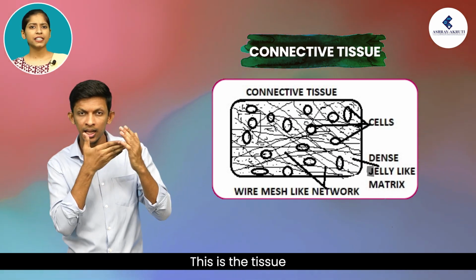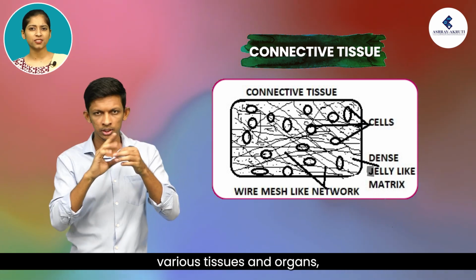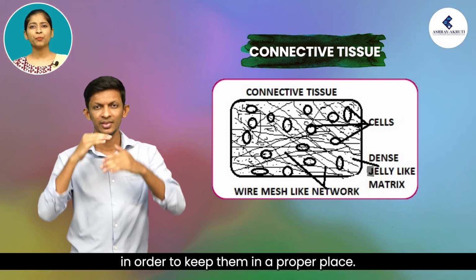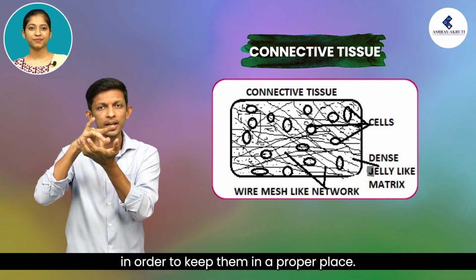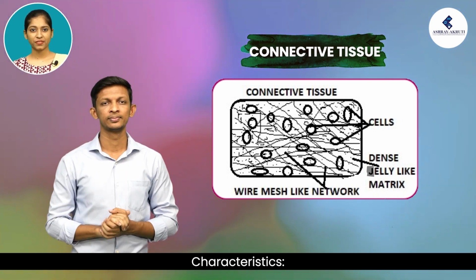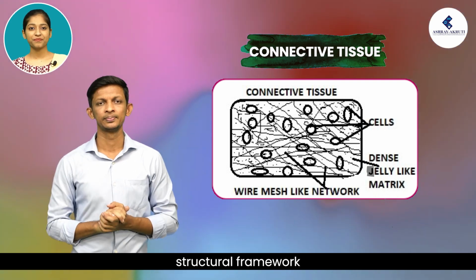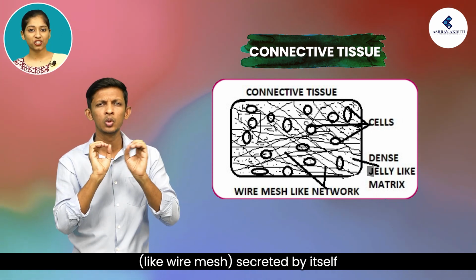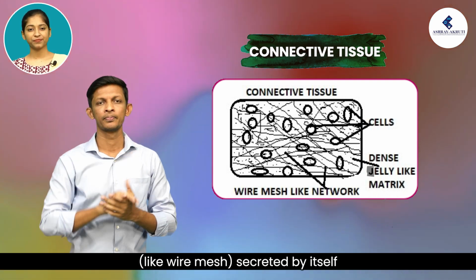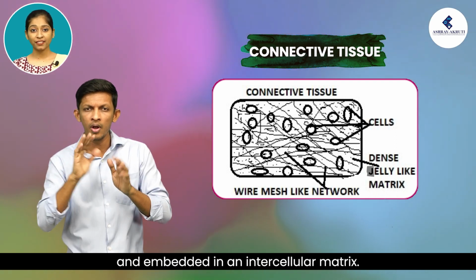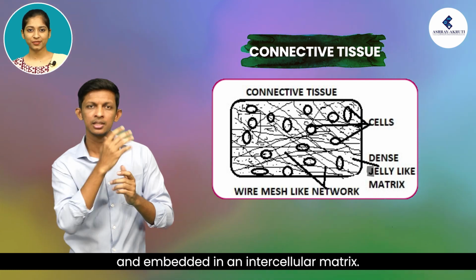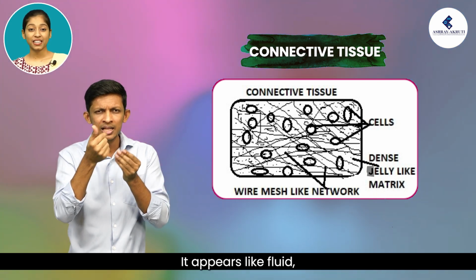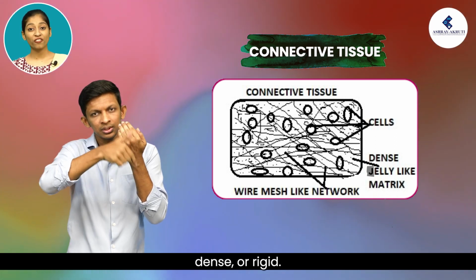Connective tissue. This is the tissue specialized for connecting various tissues and organs or for supporting them in order to keep them in a proper place. Characteristics. It provides structural framework. Cells of connective tissue are separated by non-cellular matrix like wire mesh secreted by itself. The cells are loosely spaced and embedded in an intercellular matrix. What is matrix? A matrix is a jelly-like substance. It appears like fluid, dense or rigid.